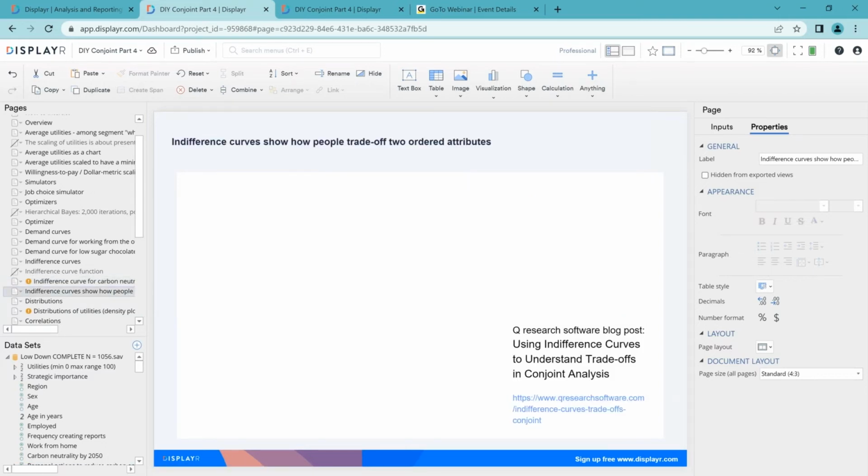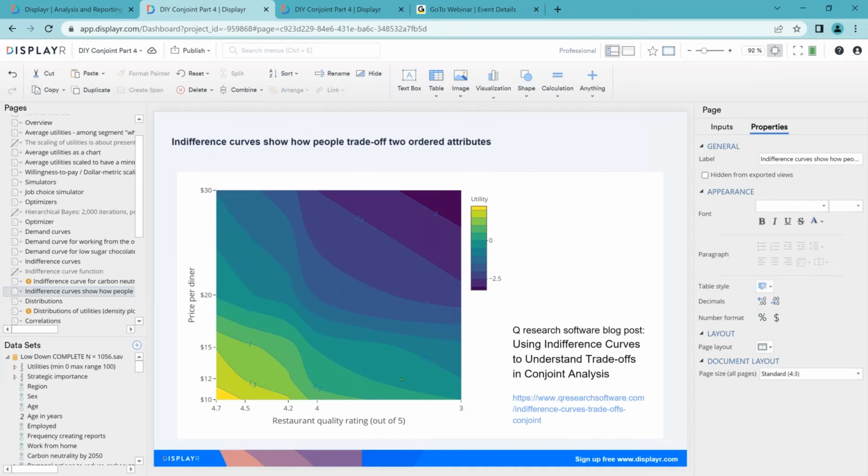Here's another set of indifference curves. This one here is looking from a study on home delivery choice. We're looking at restaurant quality versus price per diner. What we can see here is that if, for example, we have a restaurant quality of about 4, follow that along, at $10, that's got the same appeal as being $17 at 4.7. So if a restaurant can lift its restaurant rating on Uber Eats or whatever from 4 to 4.7, they can charge an extra $7, or in this case 70% per diner, which is a big benefit.